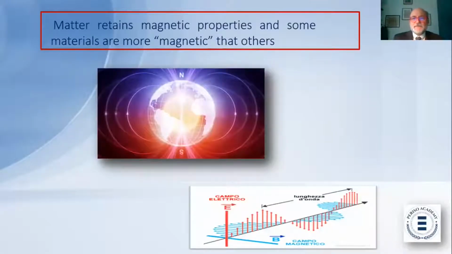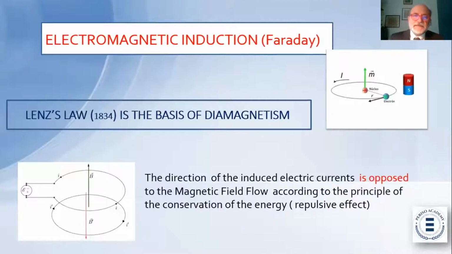About diamagnetism, which is the basis of our mode of work with this machine, we have to consider that electromagnetism is something that interests all matter, because our planet is a great electromagnetic coil, and so all the biological and non-biological matter in the universe, in our planet, is something electric and magnetic. So all matter, all human beings, are electromagnetic.